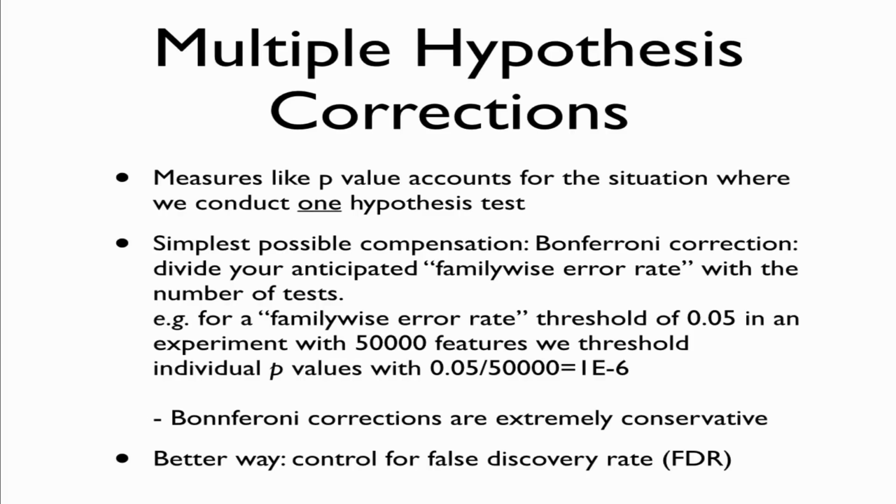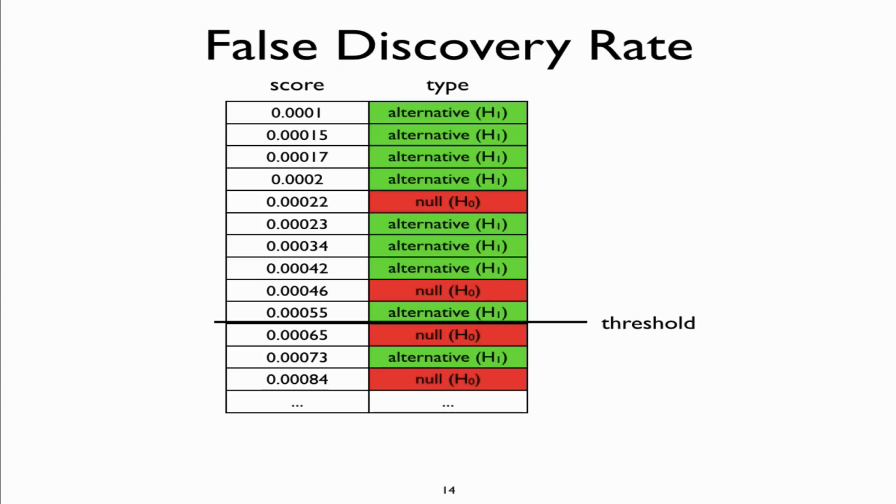There's actually a better way to make multiple hypothesis corrections. That's to control for false discovery rates instead of p-values. And I will use the next couple of slides to describe the false discovery rate. So first of all, what is a false discovery rate?